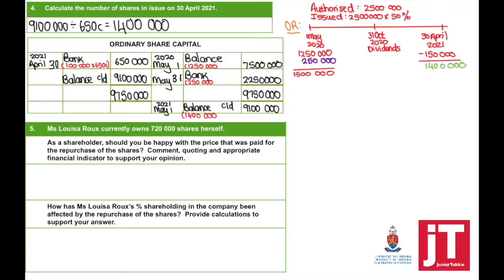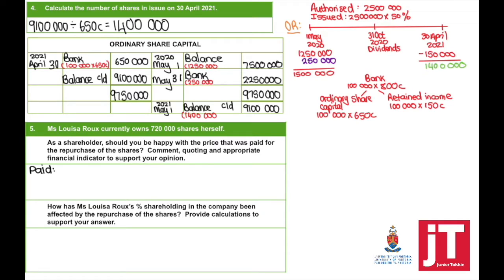So first we need to find out what was the total amount that we actually paid for the shares we repurchased, and then we can compare it to the net asset value. We can always compare it to the market price as well, but in this activity, they didn't provide you with the market price. So if I look at my calculations from earlier, the average price was 650 cents and the amount above the average price is 150 cents. So if I add the two together, the total amount paid is 800 cents or 8 Rand.